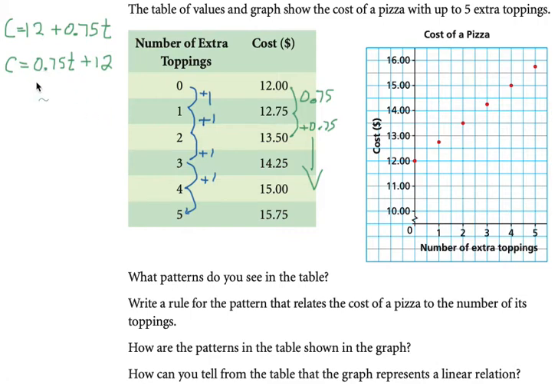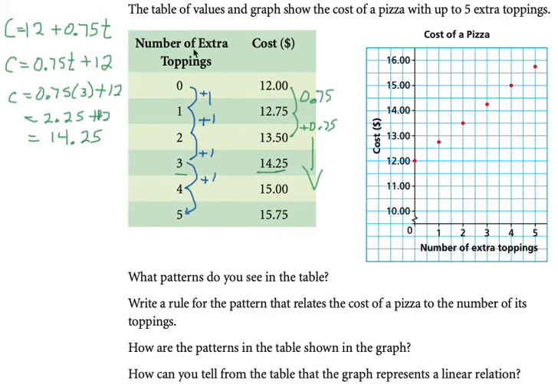Now if you can see, if we substitute let's do the number 3. So if we have 3 toppings, we have 0.75 times 3 plus 12. So that gives us $2.25 plus 12. 12 plus 2 is 14, 14.25. Now hopefully that gives us this number right here. So you can see where these numbers came from.